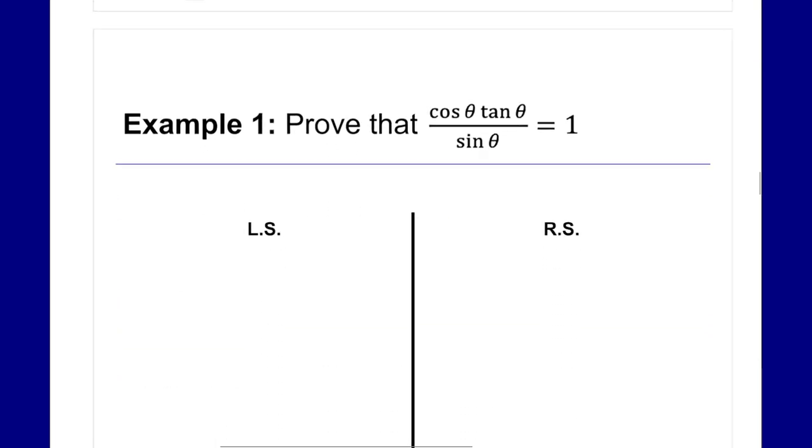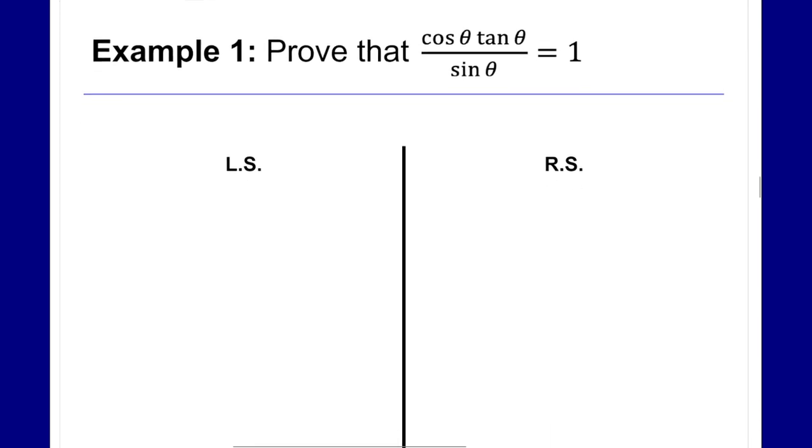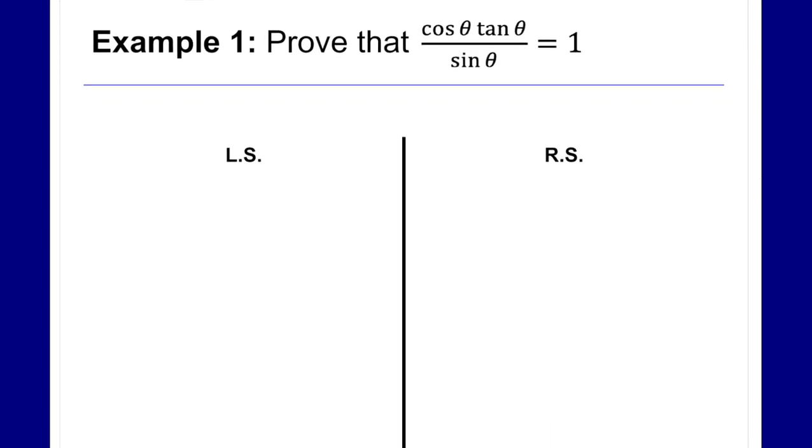So the first thing we want to do is prove that cos theta times tan theta divided by sine theta equals 1. And so when we're proving identities, we want to basically split it up into a left side and a right side. Right? So basically left side of the equal sign and the right side of the equal sign. And basically we're going to try to get it so that the left side and the right side are the same thing.